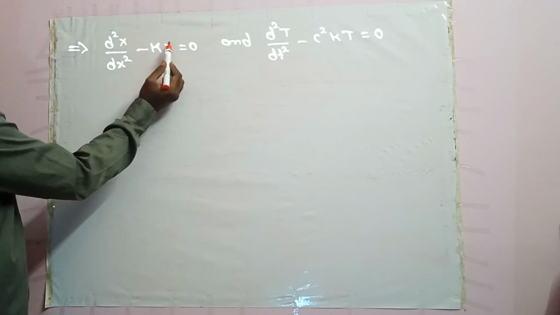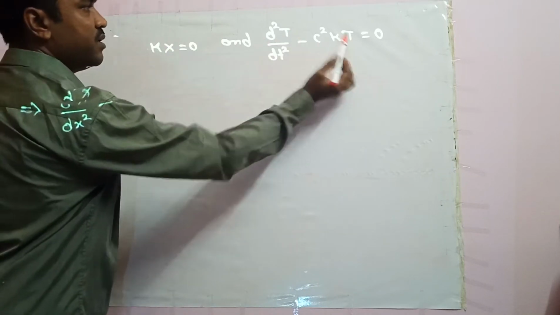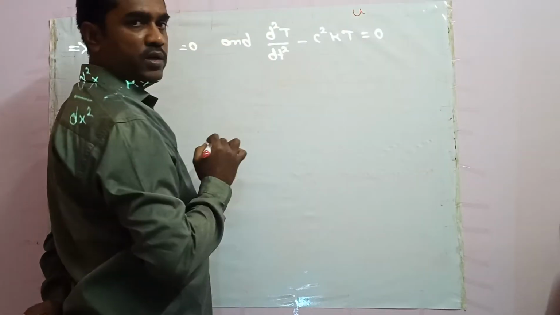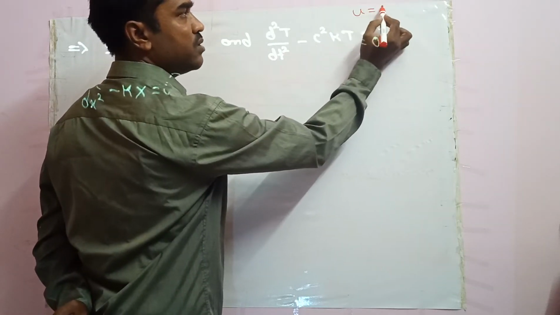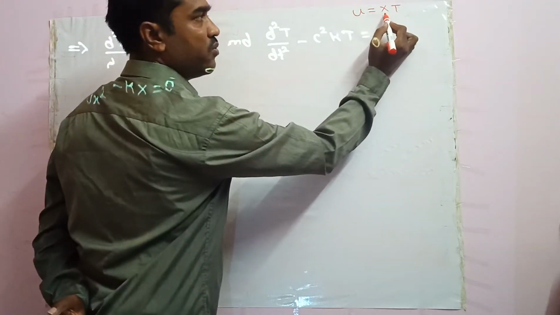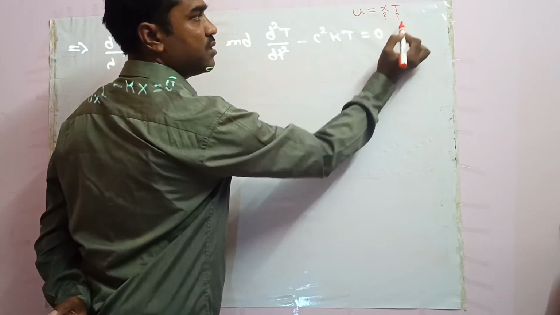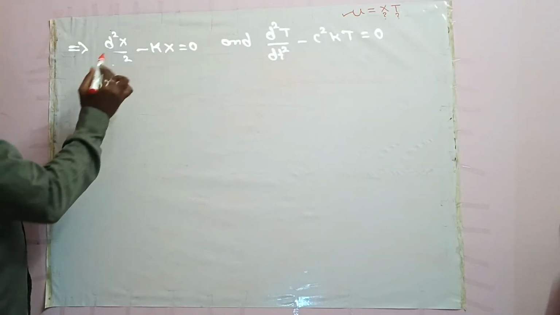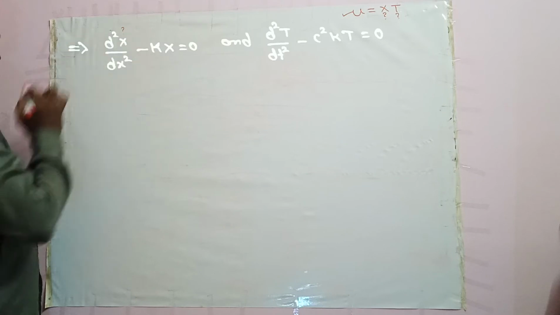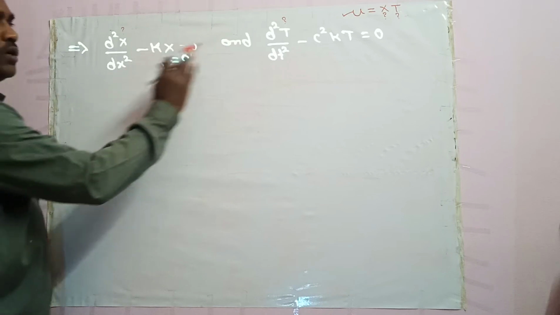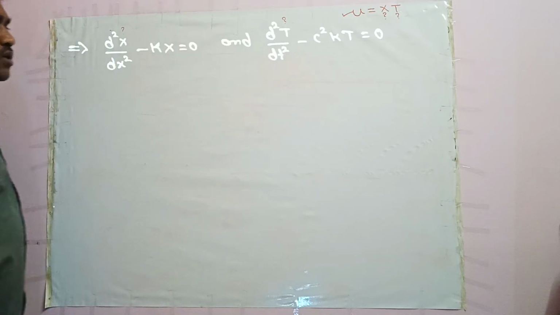It is in terms of capital X, it is in terms of capital T. Now our aim is to find u, which is nothing but X into T. If you find what is X and what is T, that is sufficient to know what is your u. Now let us find what is X from this equation and what is T from this equation. If you solve these two ordinary differential equations, you will get the values of X and T.